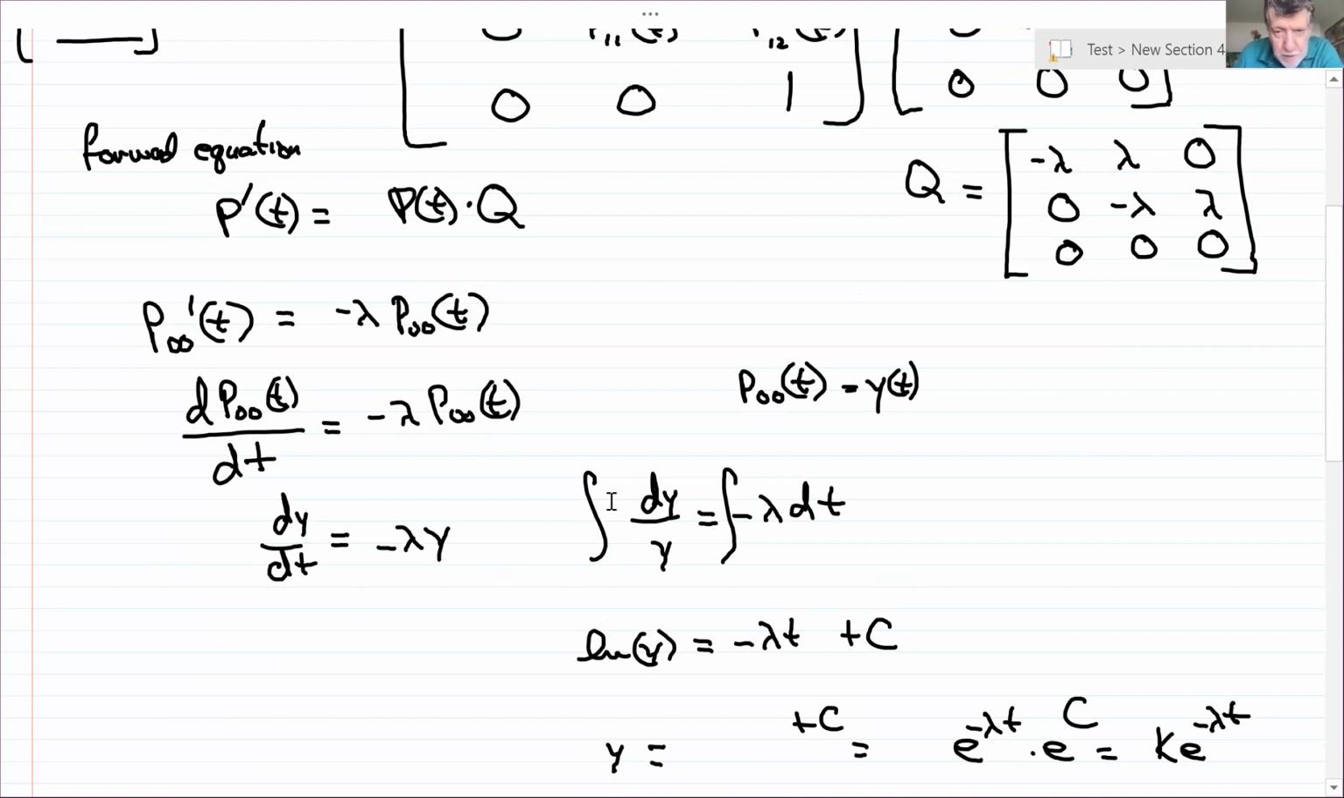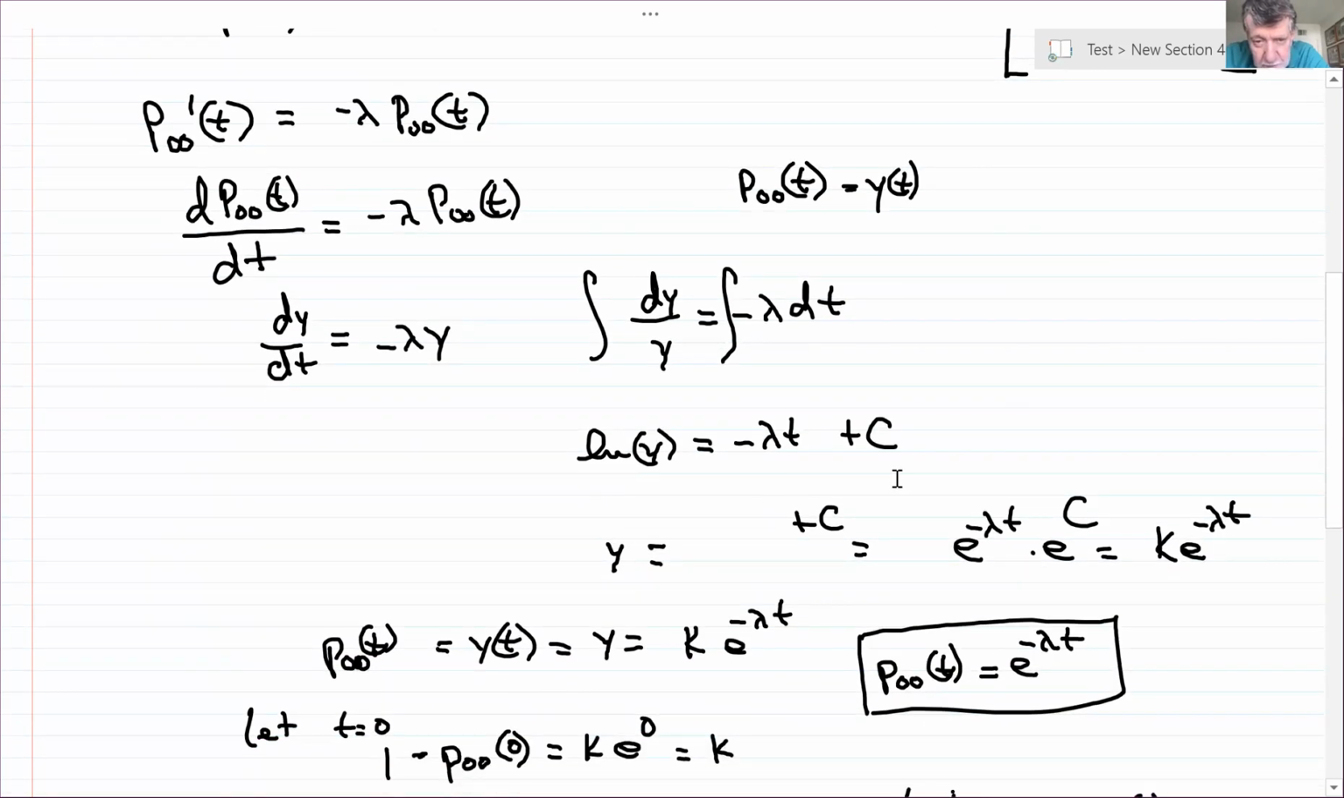You can just replace y of t for P00 of t. It's a little simpler. And if you do that, you have dy/dt is minus lambda times y, which is one of the easier differential equations. It's where the rate of change is equal to the function itself times a constant. To solve that, you can separate the variables, bring all the y's on one side, which I did, dividing by y and multiplying by dt. Then the separation of variables technique tells you to just integrate both sides. And then solve for y by taking the exponential.